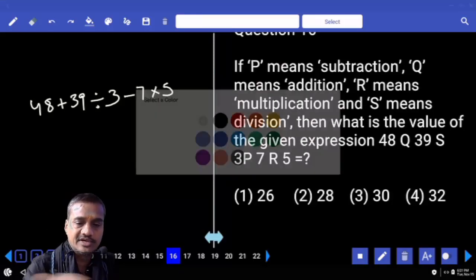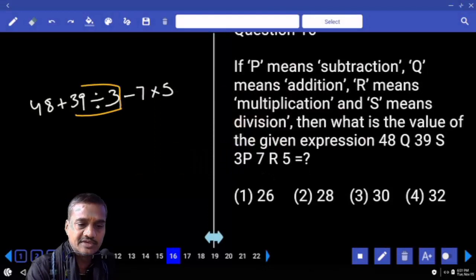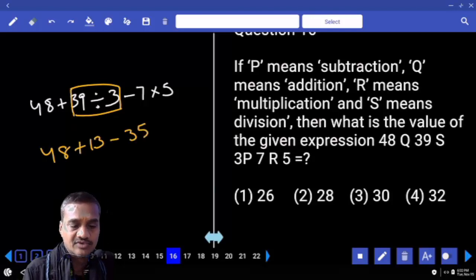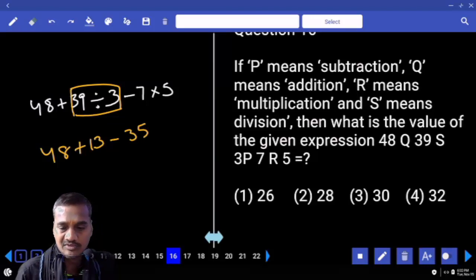Now 39 divided by 3 is 13. Now 48 plus 13 is 61, minus 35. Isn't it? Then what is your answer here? 48 plus 61 minus this one, 11 minus 5, that is 6.